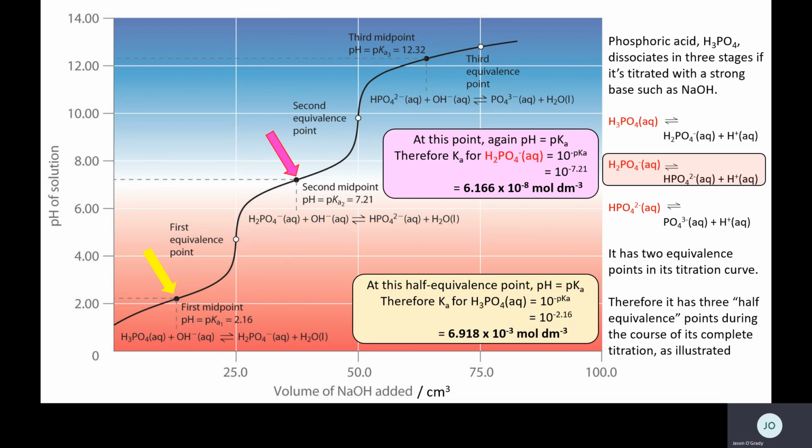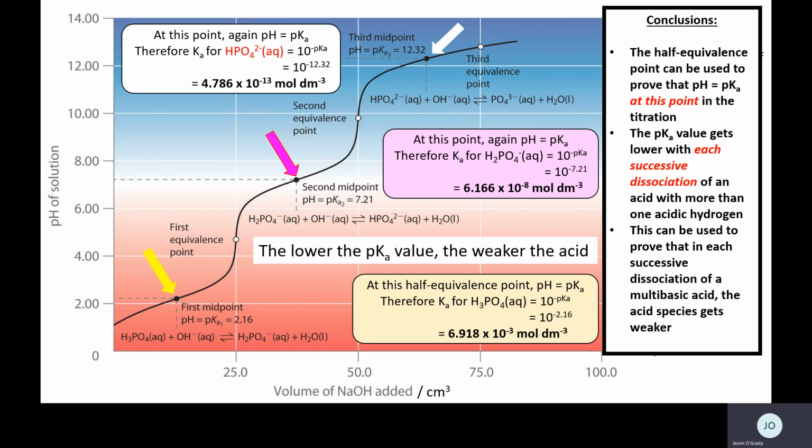Going on to the second species, we now have the H2PO4- that was made in the first dissociation undergoing a further dissociation. This is the second dissociation now. Another hydrogen comes off. Again, at this point, pH equals pKa. Using the same technique, you can calculate that the Ka value for H2PO4- is 6.166 times 10 to the minus 8 moles per decimeter cubed.